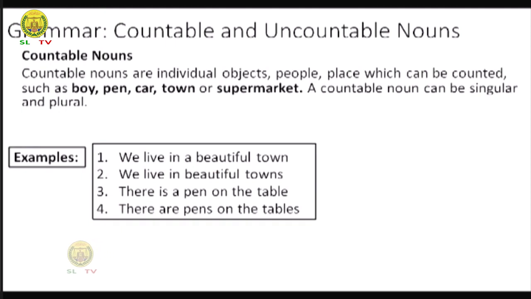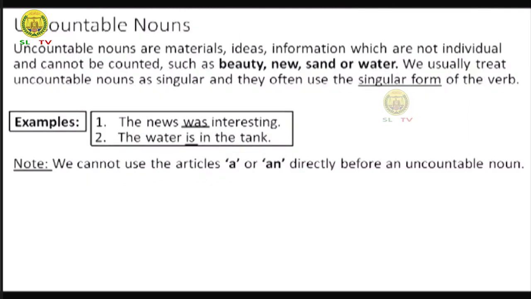So these examples are showing you that a countable noun is an object and also an individual thing. It's something that you can count. The next thing is that a countable noun takes the singular form and it can also take the plural form, as you see in this example.